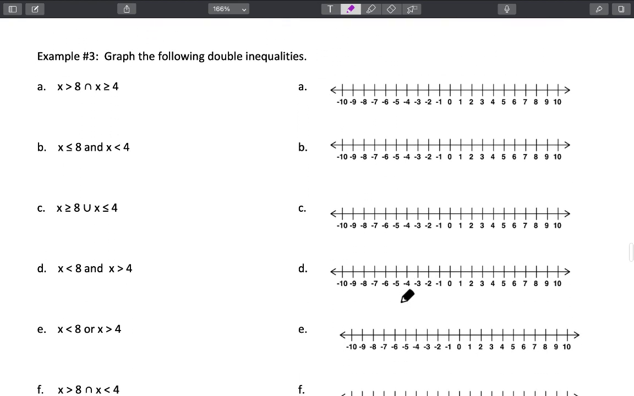Example 3 just asks us to get a little bit of practice graphing the following double inequalities, also known as compound inequalities. All right, so we have all the x's greater than 8 and all the x's greater than or equal to 4. Remember, this is the "and" or the intersection symbol. So let's graph all x's greater than 8, everything to the right of 8, and all the x's greater than or equal to 4. So here are all the x's greater than or equal to 4.